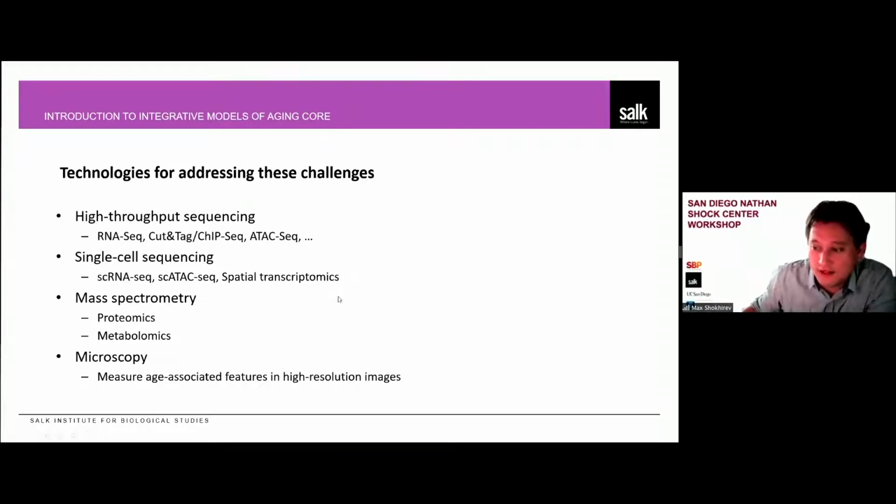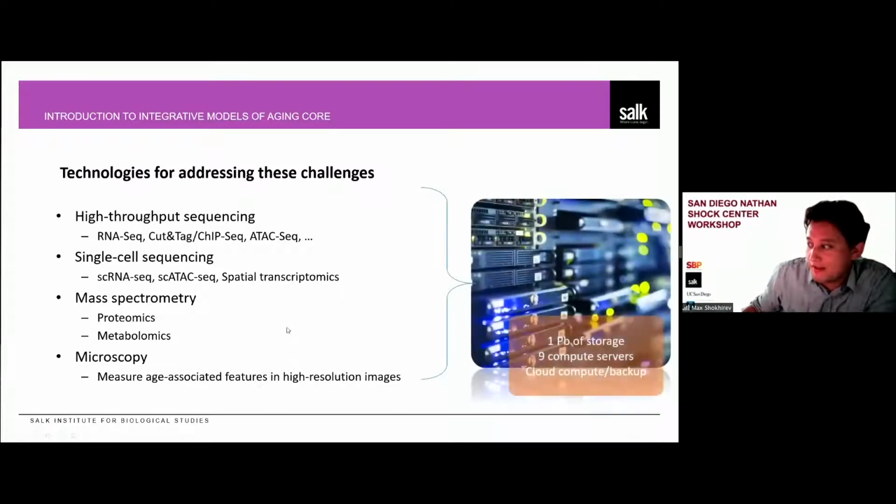So you can look at age-associated features. We get a lot of really high-resolution images. What's nice about this is that you get a lot of data, and it's very high throughput. So you also need a way to store everything and make sense of it. For the core, we have about a petabyte of storage and 9 compute servers, as well as cloud. This is all available to us at the Salk data center.